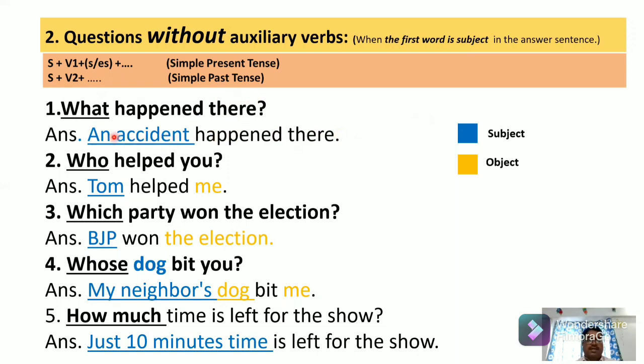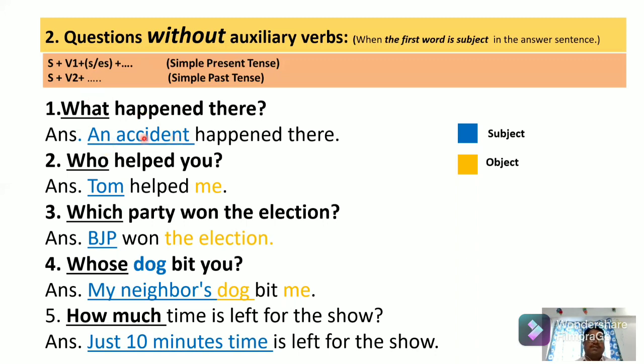The answer, the first word, as per the rule given here in the bracket, the first word, an accident, is functioning as a subject, correct? And not an object. Yes, in the earlier slide we have seen that the word coming after the verb was functioning as an object of the question word.